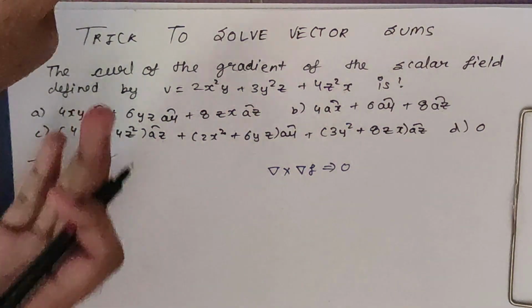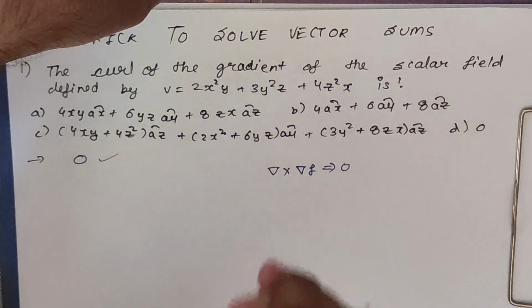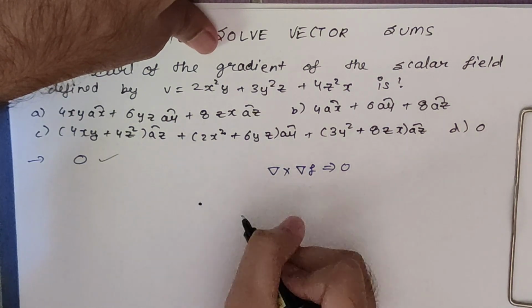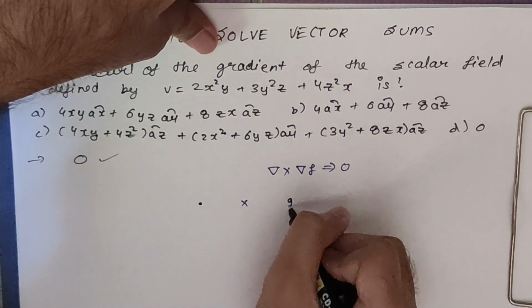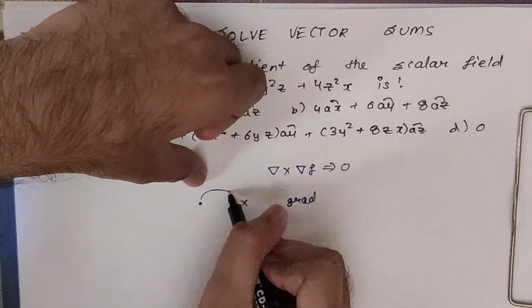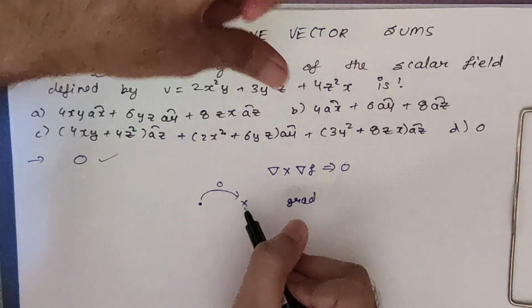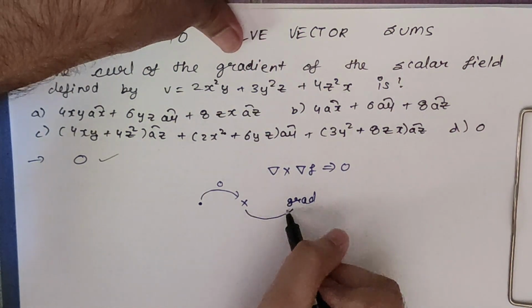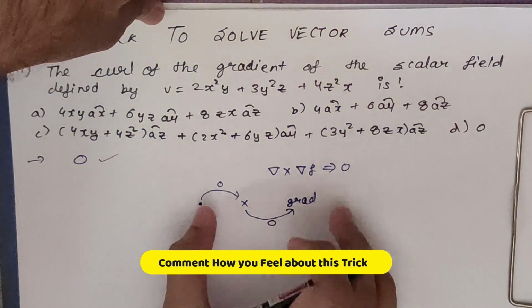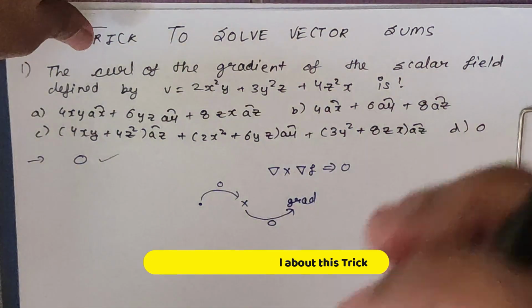Okay, so is there any way to remember this kind of identities? So the answer is yes. What you have to remember is this: dot, cross and grad. If the transition is from dot to cross, then the result will be 0. And if the transition is from cross to grad, then the answer will be 0. So by using this simple thing, you can solve this type of question in just 1 second.